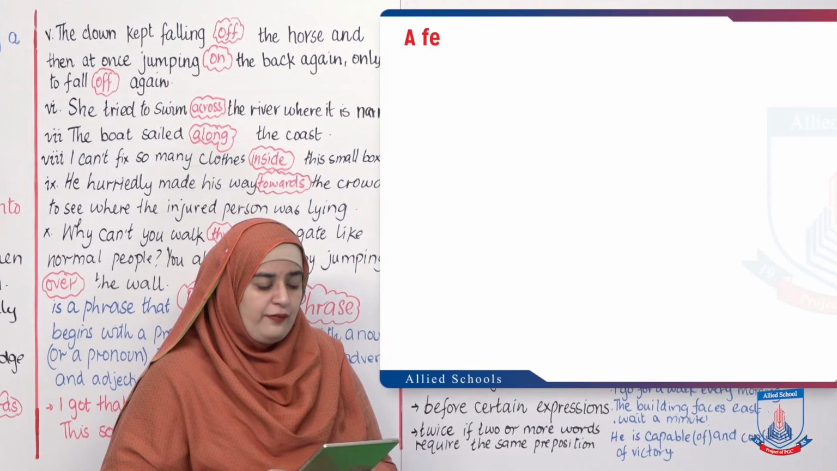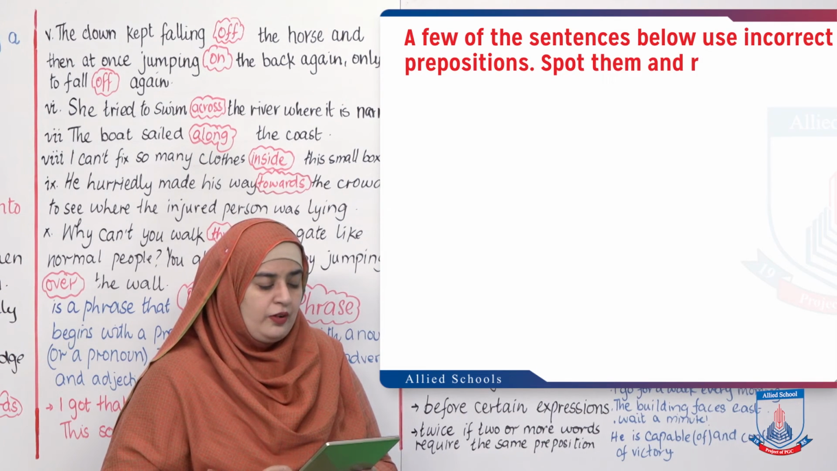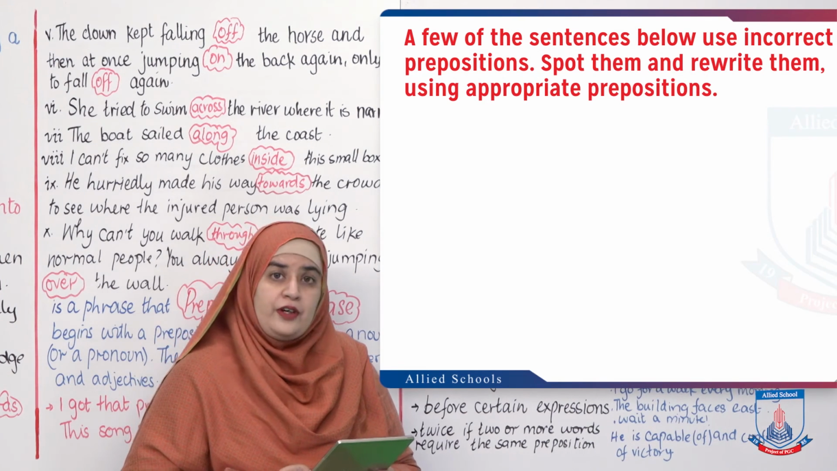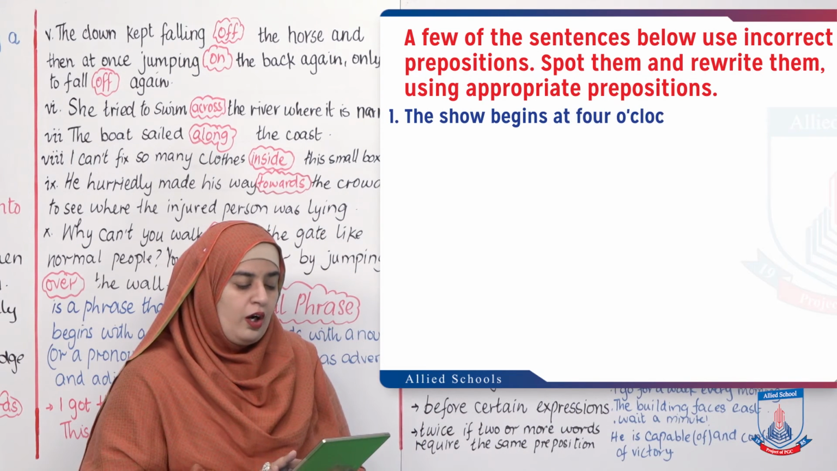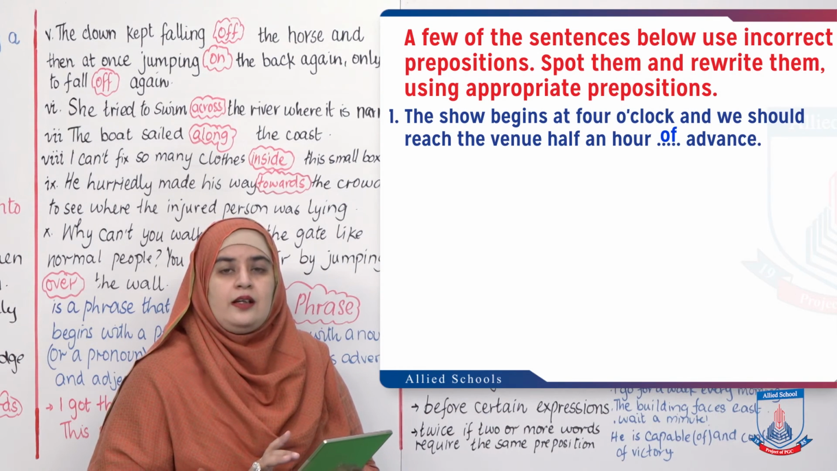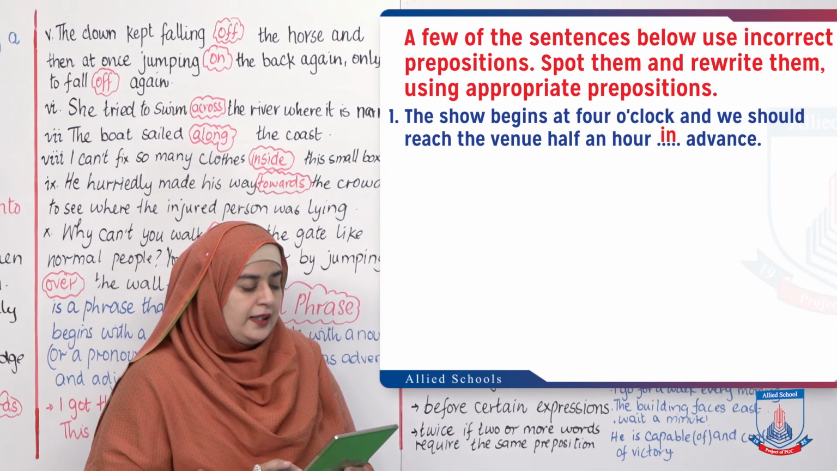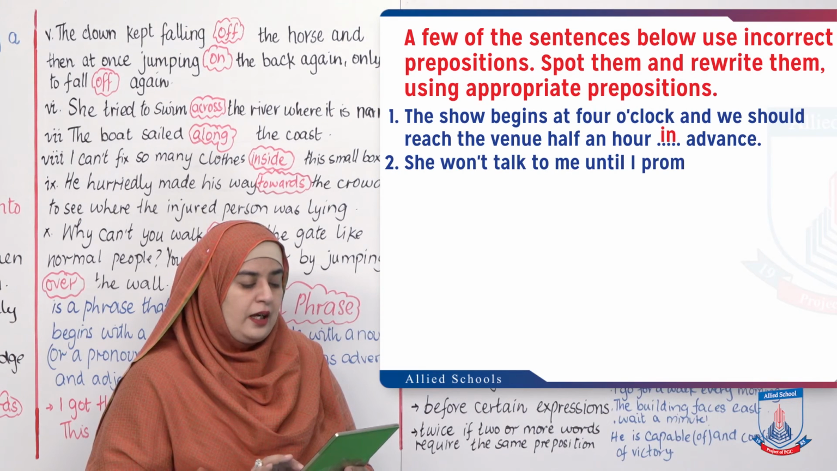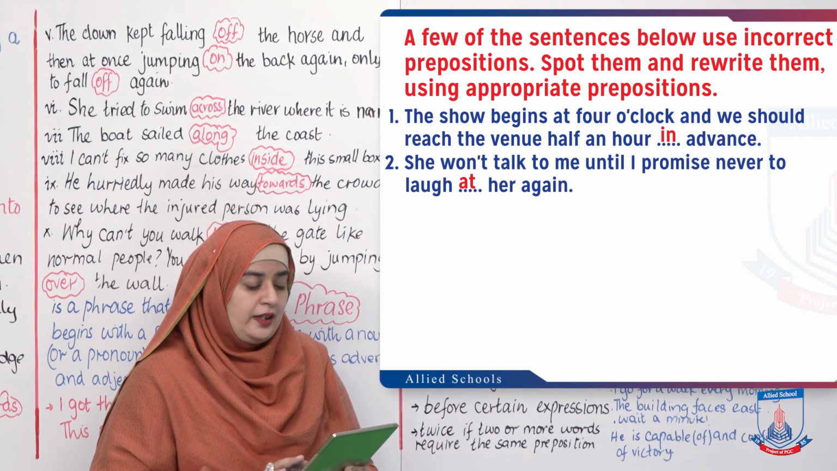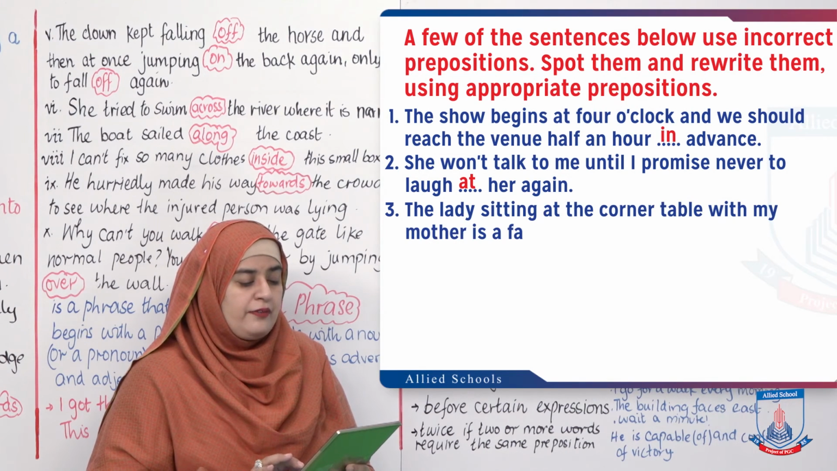Exercise I says a few of the sentences below use incorrect prepositions. Spot them and rewrite them using an appropriate preposition. ठीक है? First sentence is the show begins at 4 o'clock and we should reach at the venue half an hour off advance. Off is incorrect and you have to write in advance. Second is she won't talk to me until I promise never to laugh on her again. Laugh at her again.